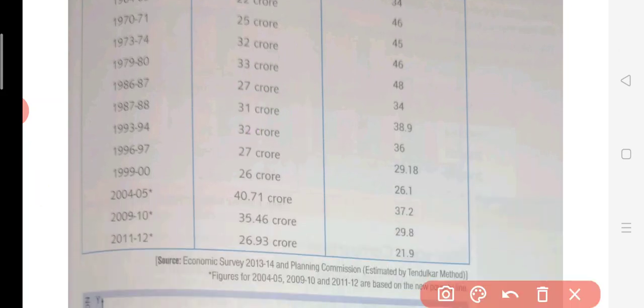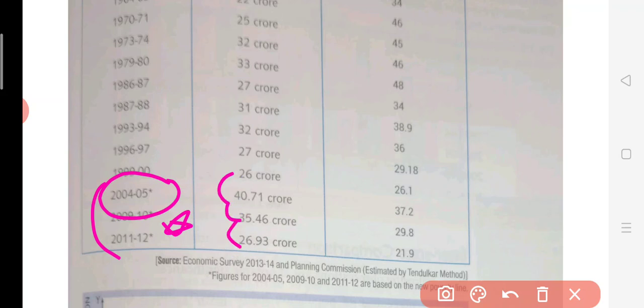It is 40. Here there is a star which is marked here, here and here. Here in these places this star is marked, which means what? It is just looking like a sudden rise. एकदम से rise होके दिख रहा है 26 से 40, देन 35.46 करोड़, देन 26 कम हो रहा है. तो यहाँ पर एकदम से इतना उछाल क्यों आया, बेसिकली यहाँ पर तेंदुलकर मेथड हुआ था अप्लाई.